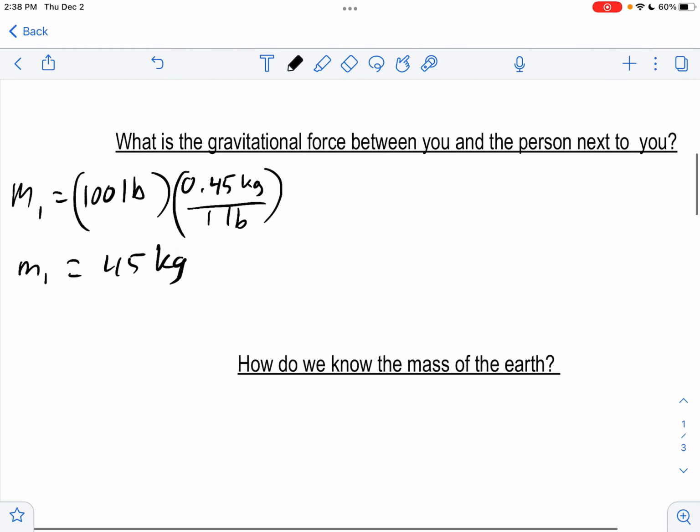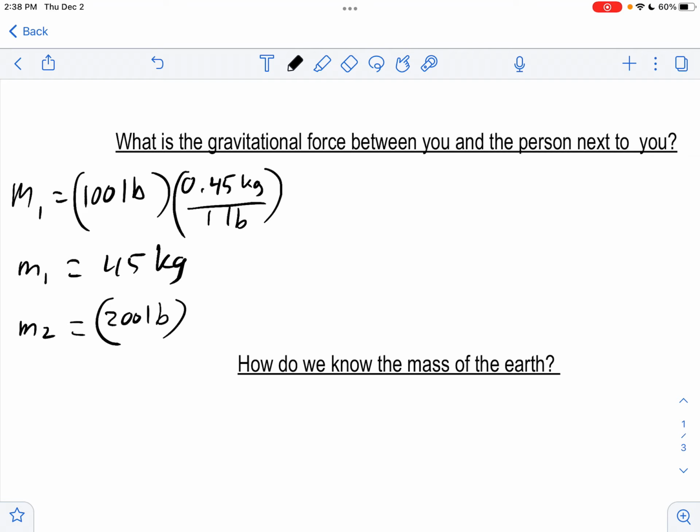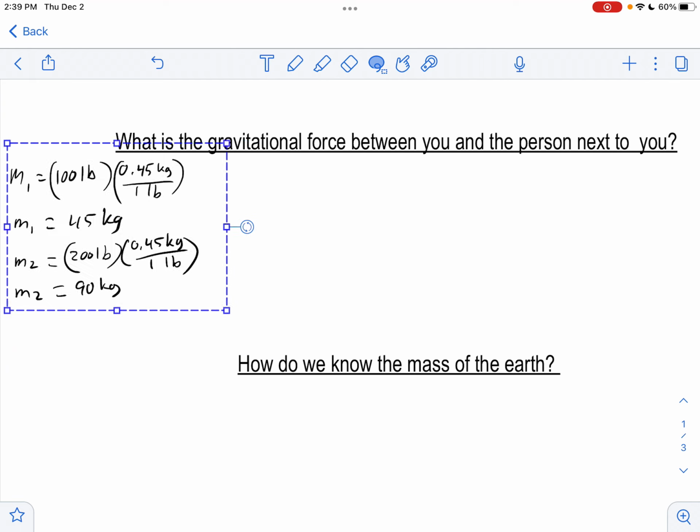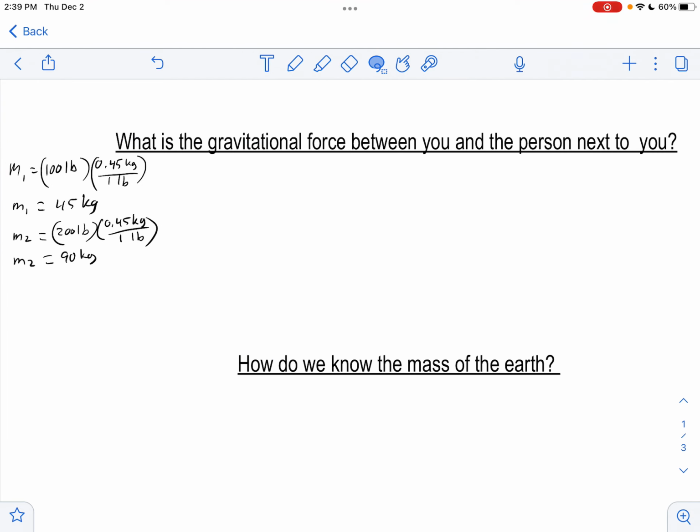We'll make that person one. Person two, we'll make 200 pounds. Convert that: it's 0.45 kilograms per every 1 pound, so M2 here would be 90 kilograms. Once you've got those values, I'm just going to tuck them away here: 45 and 90.